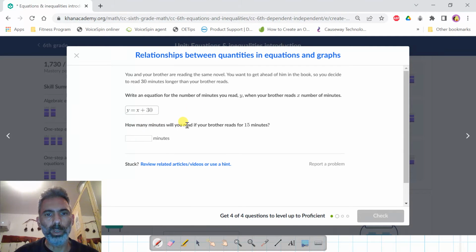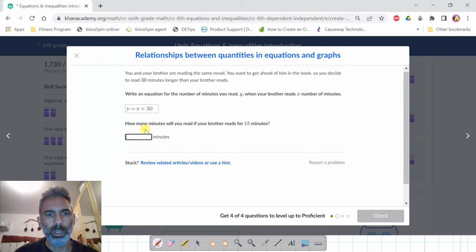How many minutes will you read if your brother reads for 15 minutes? So we plug in 15 instead of x. So y, in this case, equals 15 plus 30, which is 45.